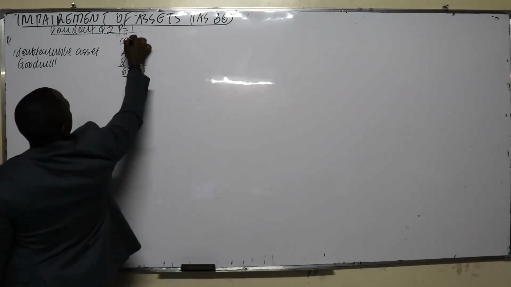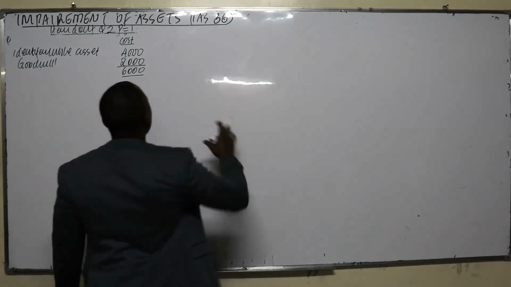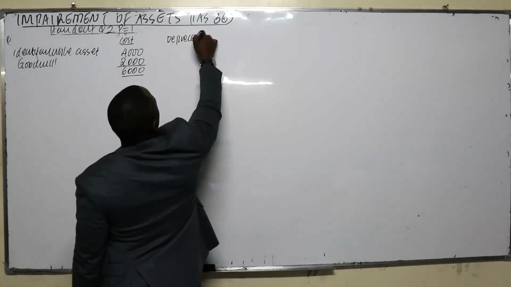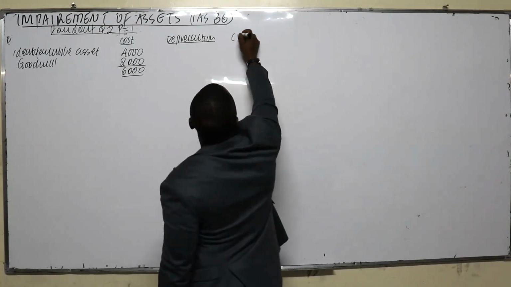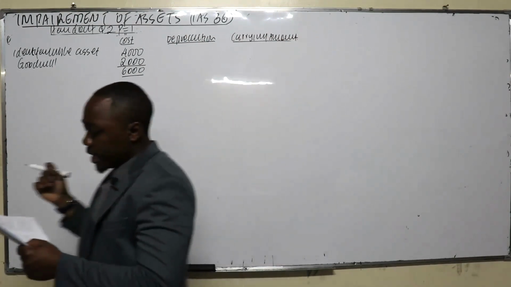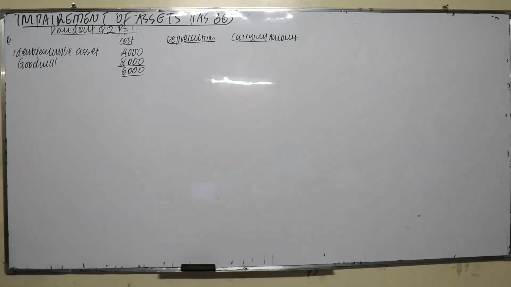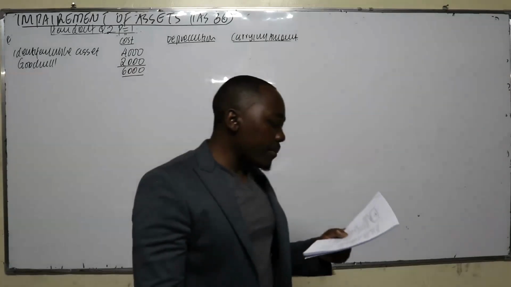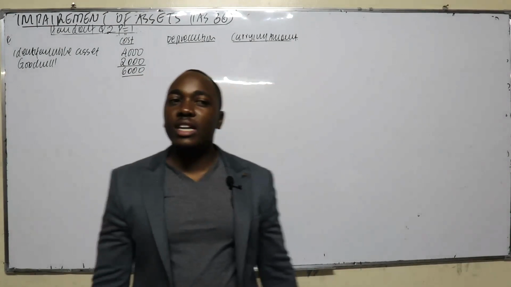So now that was the cost. Then you're told that depreciation is charged on a certain basis over 20 years with no residual value. So for us to get the carrying amount, how do you get it? It is the cost less any amount of depreciation. At the beginning of year 4, so that means we are doing the impairment assessment after 4 years, there had been no impairment of goodwill arising on acquisition. So that means goodwill has not yet been impaired.